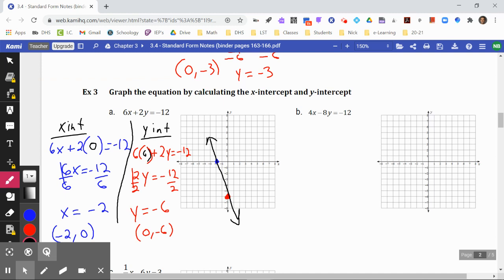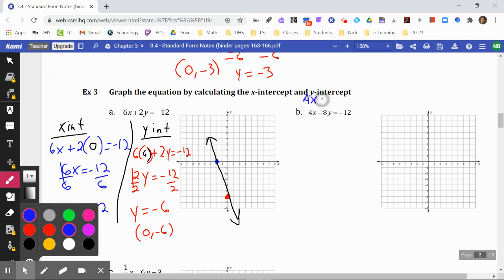Our equation is 4x minus 8y is equal to negative 12. Right, so we're good here, right? ax plus by is equal to c. That's my standard form, right? A is positive. There's no fractions. So now I go ahead and find my x and y intercepts, right?